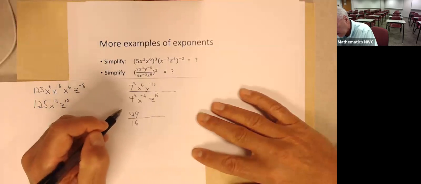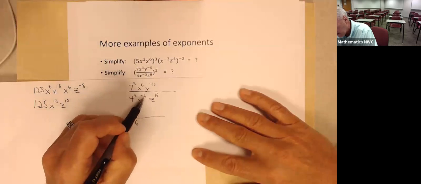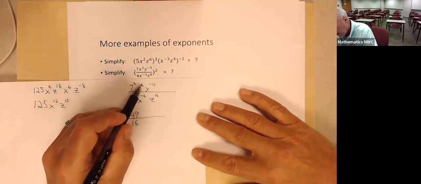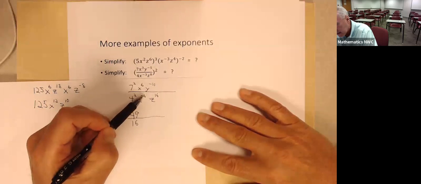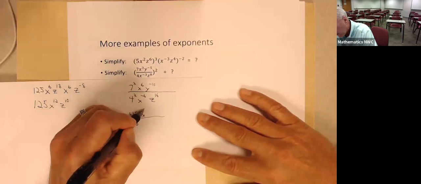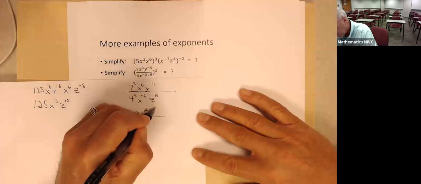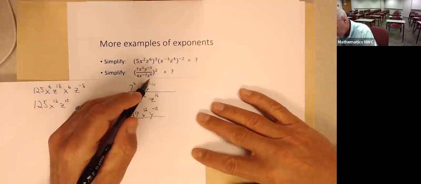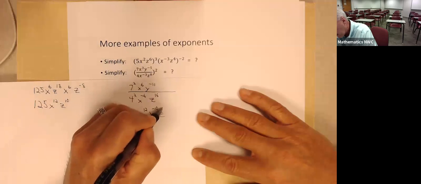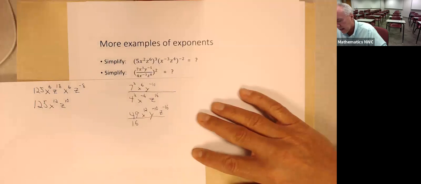I'm going to put everything in the numerator if you don't mind. So I'm going to take this negative 6, move it up. Or I could think of it as 6 minus a negative 6. Either way, I should get 12. There's only one y there. The z I would move up. It would become a negative 16. That's one form of my answer.